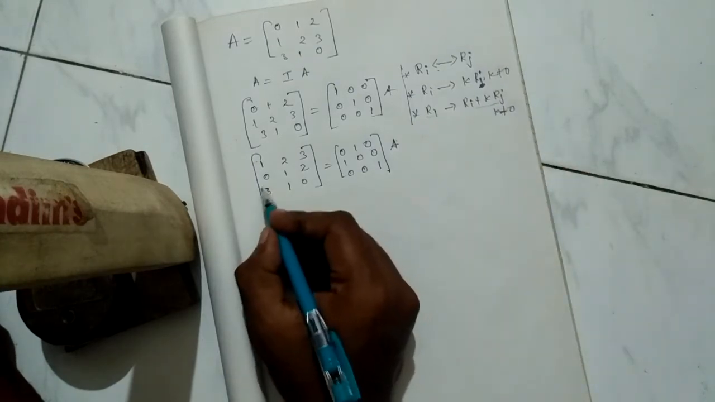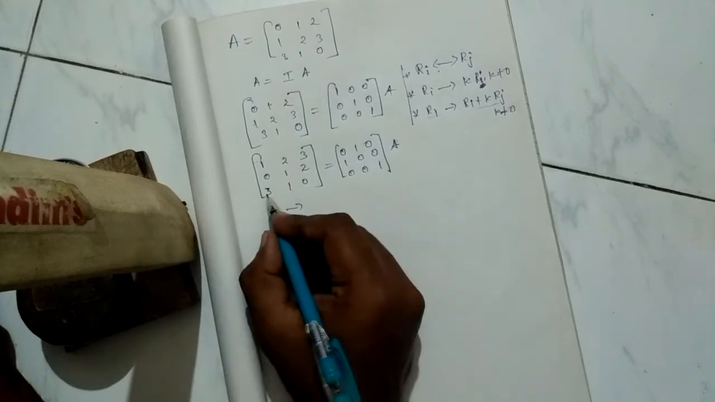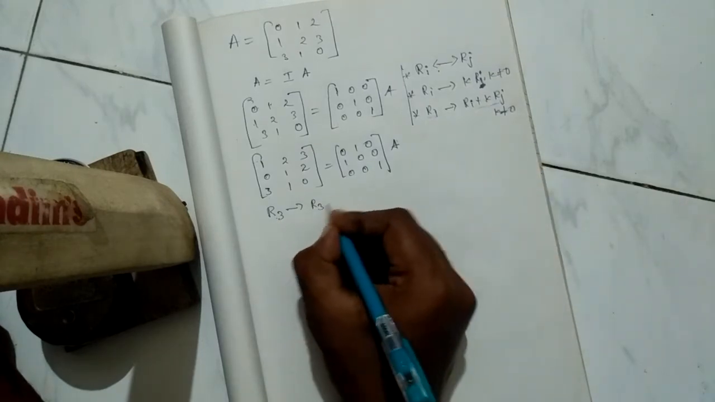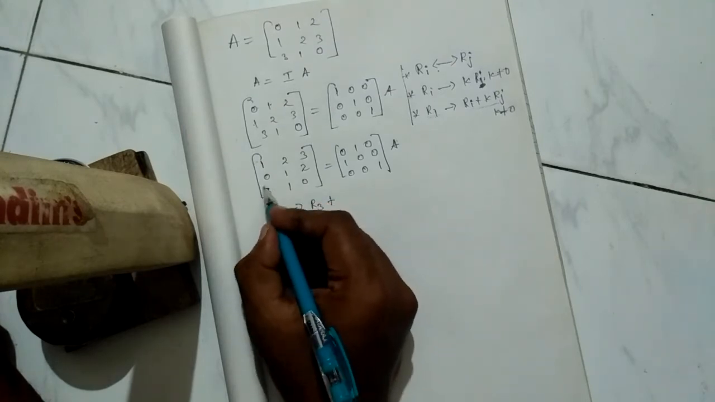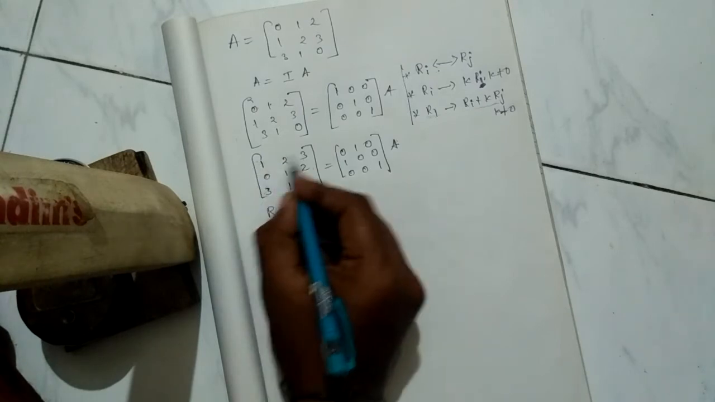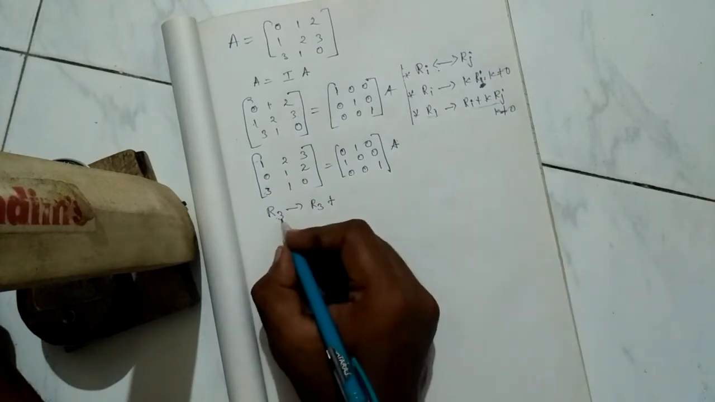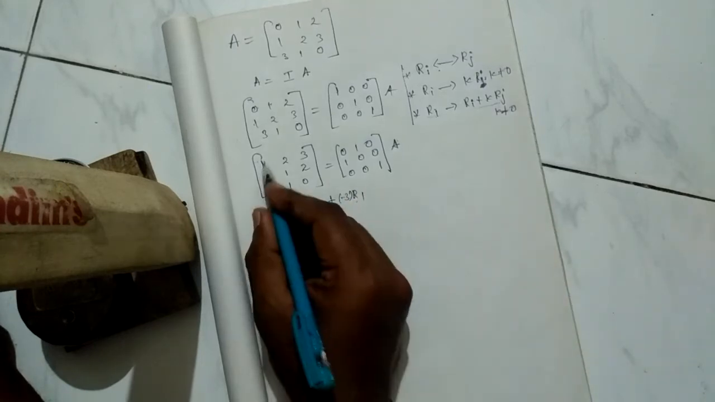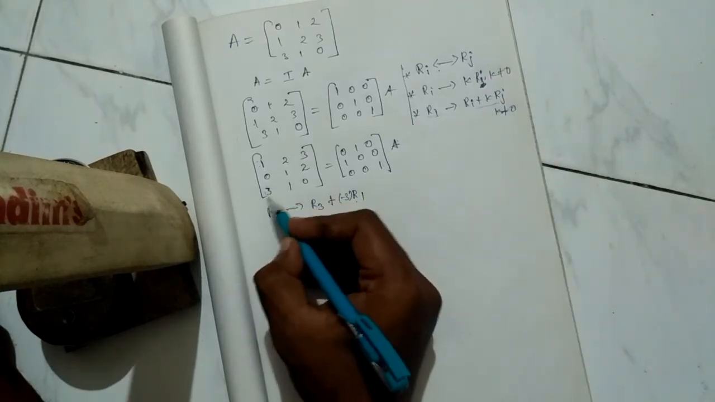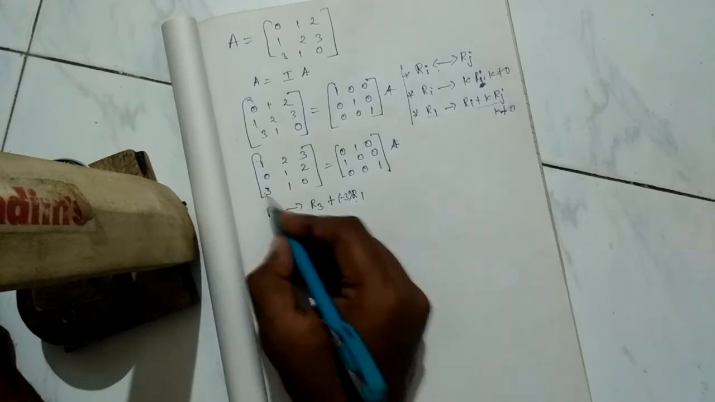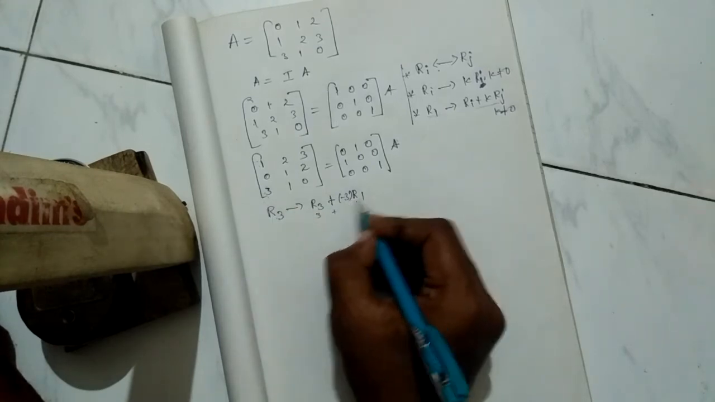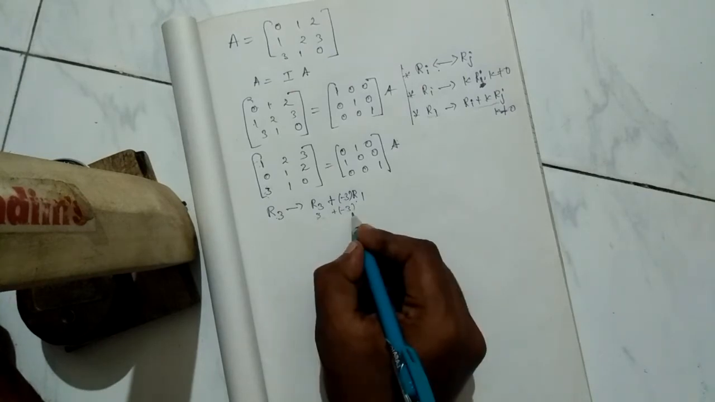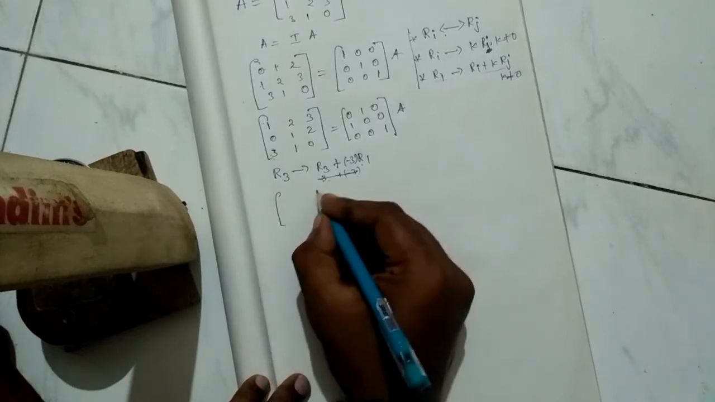This element is present in row 3, so you have to set a formula for row 3. So R3 tends to R3, and you have to put plus. For making this element 0, you need to make use of row 1. So R3 tends to R3 minus 3 times R1. Now what's happening? Row 3 has 3, plus minus 3 times row 1. The corresponding row 1 element is 1, so if you multiply by minus 3, it becomes minus 3. So this addition will become 0. Okay, so apply the formula.